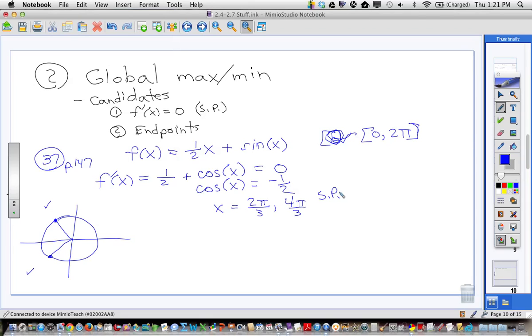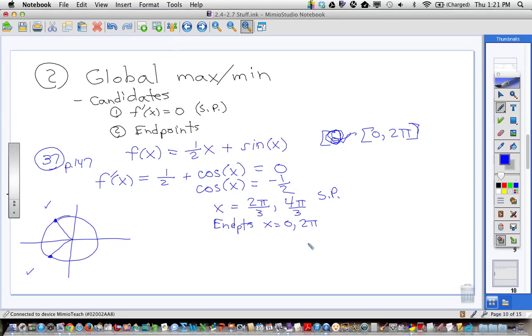So now what we're doing is we're just finding our candidates, okay? So we have those candidates, and then, of course, we have our endpoints, x equals 0 and x equals 2 pi. So the possible places where the highest point and the lowest point could be are at those 4 places.